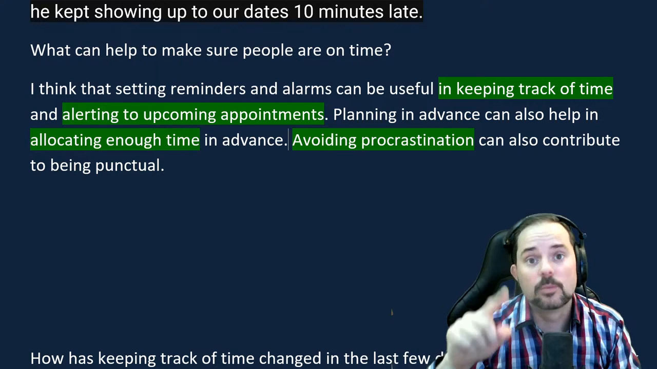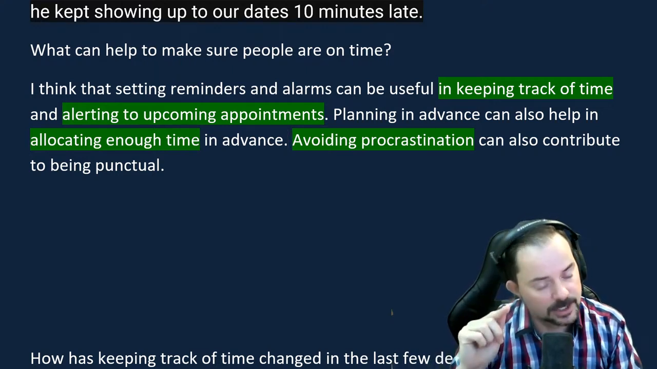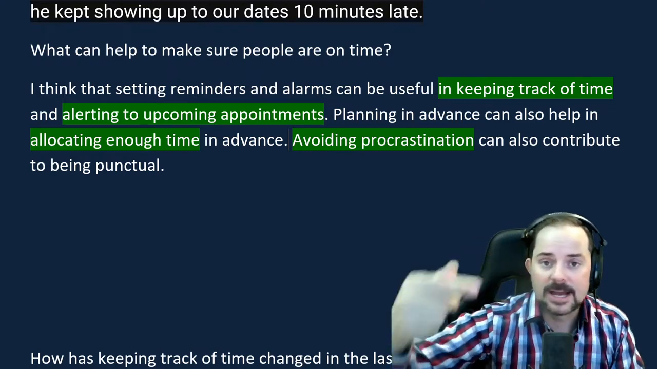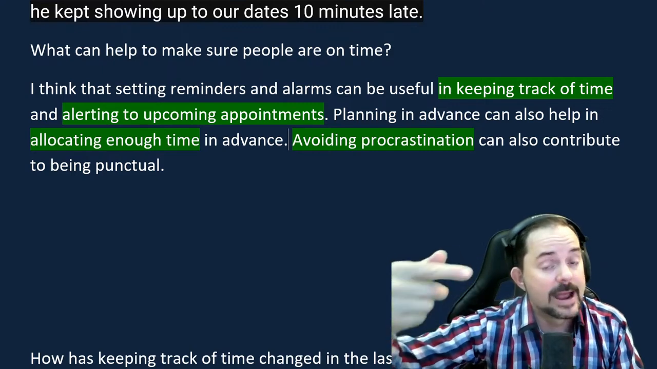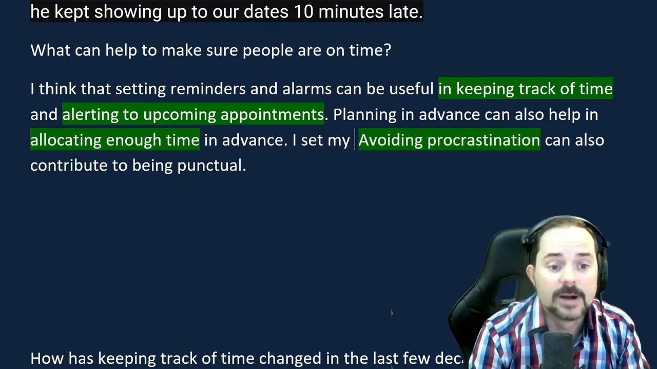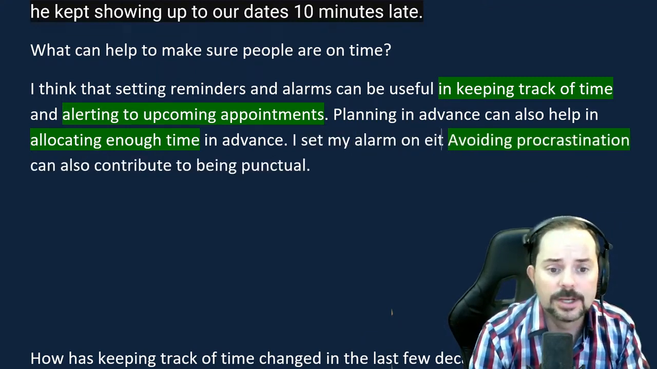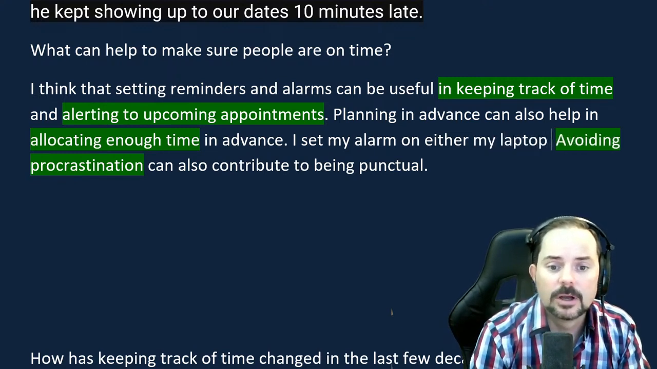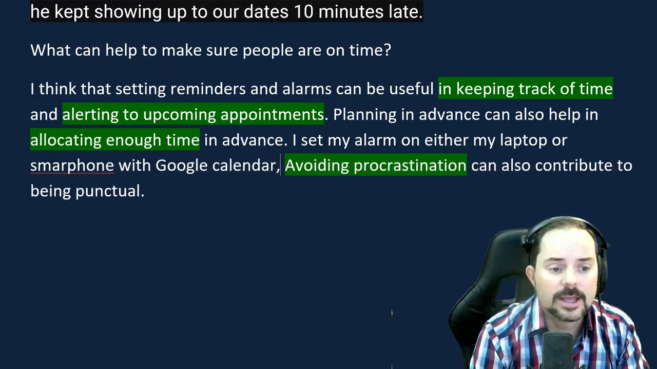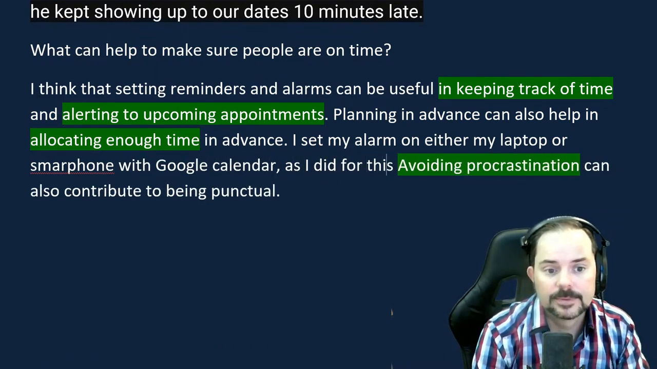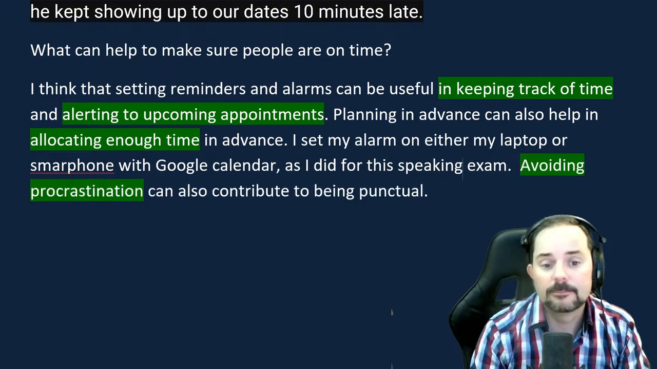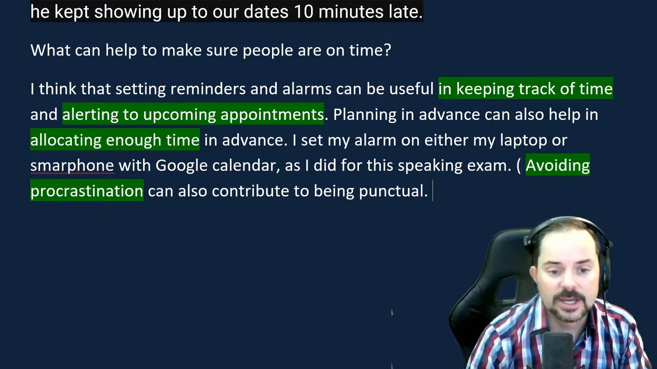Very nice. And that's what I want you to do. Okay, so what you're doing right now, I didn't hear you say laptop and smartphone, and I didn't hear that correlative conjunction. So instead of procrastination, I would have liked to have heard that grammar and that example more. Saying like, I set my alarm on either my laptop or smartphone with Google Calendar, as I did for this exam. Okay, so that would be a little bit better, or a lot better, I should say.